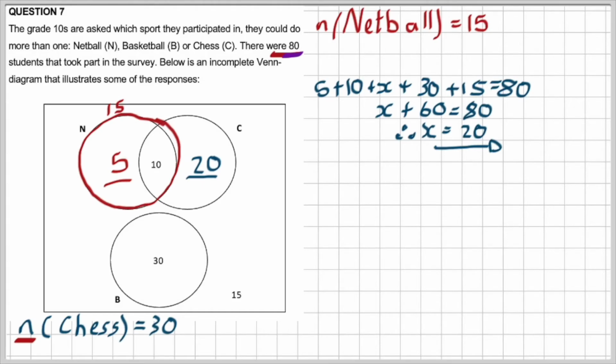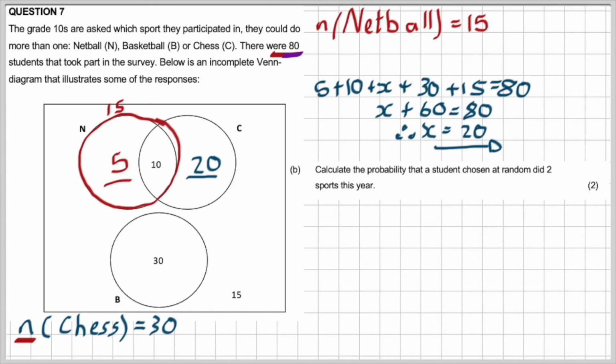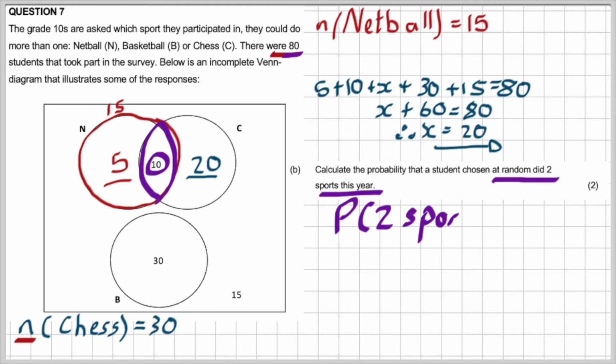Okay, so let's carry on. The B part says, calculate the probability that a student chosen at random did 2 sports this year. In other words, that is where two circles overlap. Because they say 2, so it's playing netball and chess. This means I can write it like that. Now look at the way I write it.